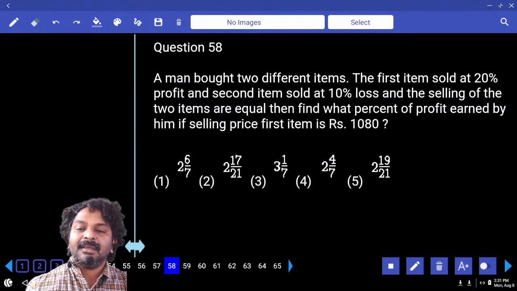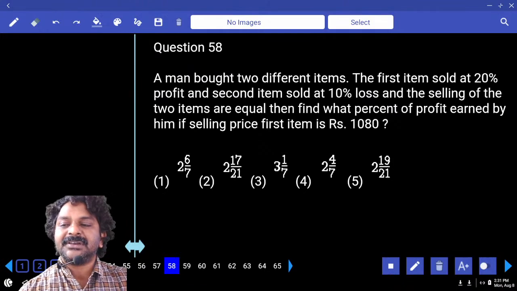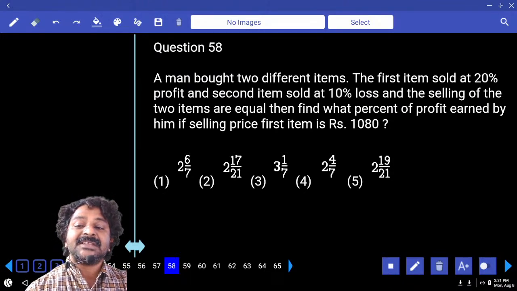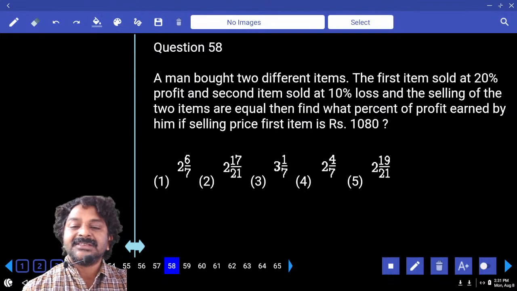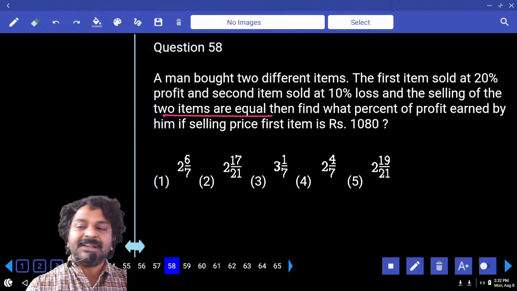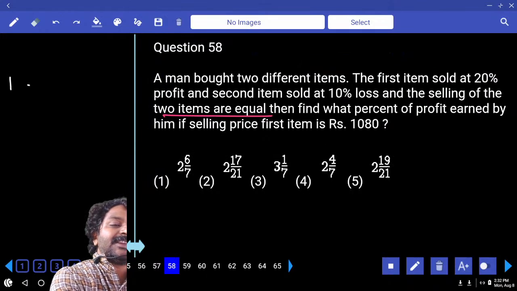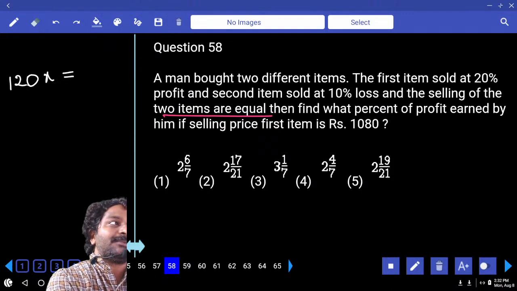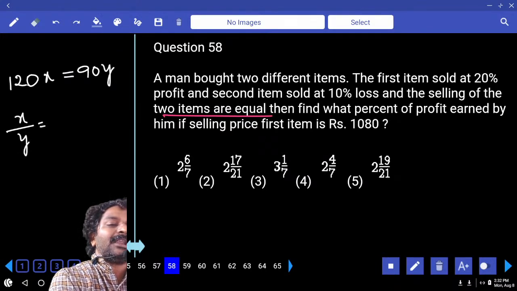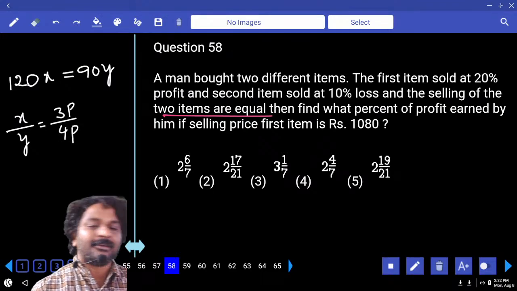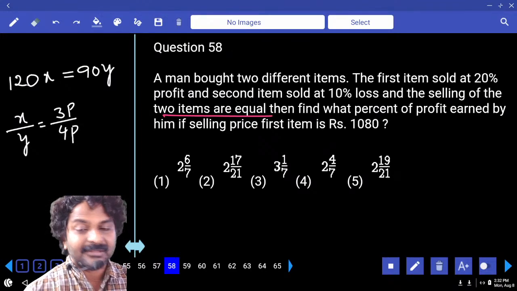58. A man bought two different items. The first item sold at 20% profit and the second item sold at 10% loss. And the selling prices of the two items are equal. Here is the condition. 20% profit on the first item, which is 120% of X, is the same as the second item sold at 10% loss, 90% of Y. From this X by Y is equal to 90 by 120, which is 3 by 4 only. So x is 3 parts, y is 4 parts, which are cost prices only, right?